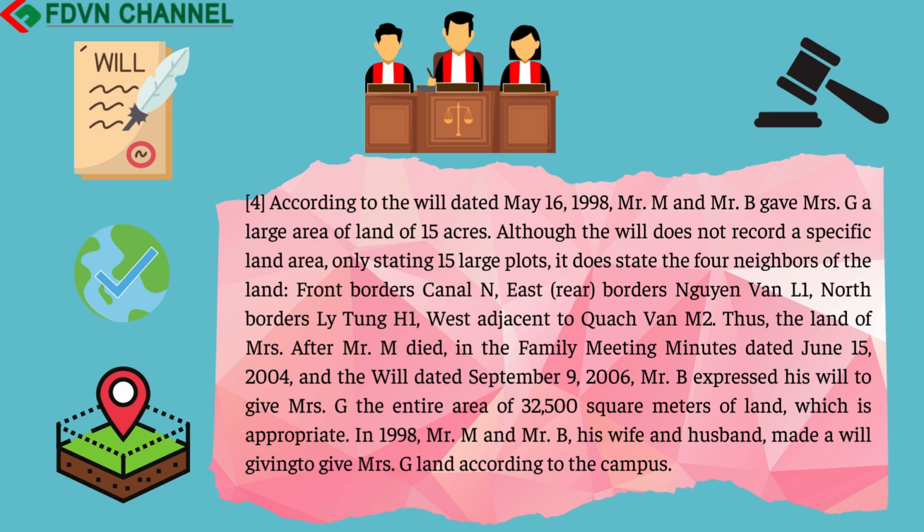Thus, for the land of Mrs. G, after Mr. M died, in the family meeting minutes dated June 15, 2004, and the will dated September 9, 2006, Mr. B expressed his will to give Mrs. G the entire area of 32,500 square meters of land, which is appropriate. In 1998, Mr. M and Mr. B, wife and husband, made a will giving Mrs. G land according to the campus.